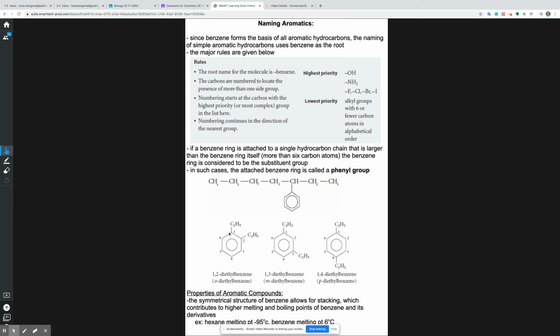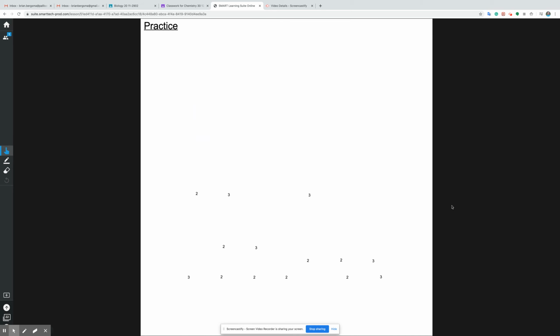But if it's just coming off and it's smaller, and we have more than one group, then this would be 1,2-diethylbenzene. Some properties: we already talked about melting point and boiling point. It's a symmetrical structure. It allows for stacking, which contributes to a higher melting and boiling point compared to alkenes, alkynes, and alkanes.